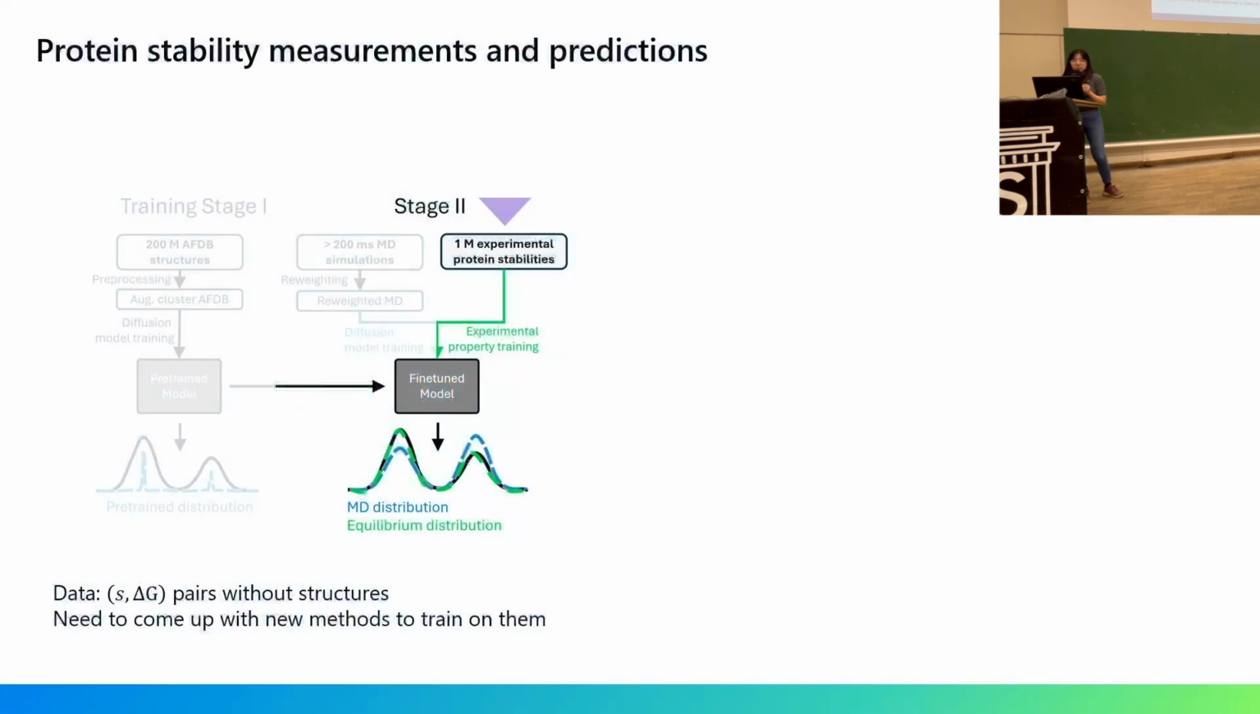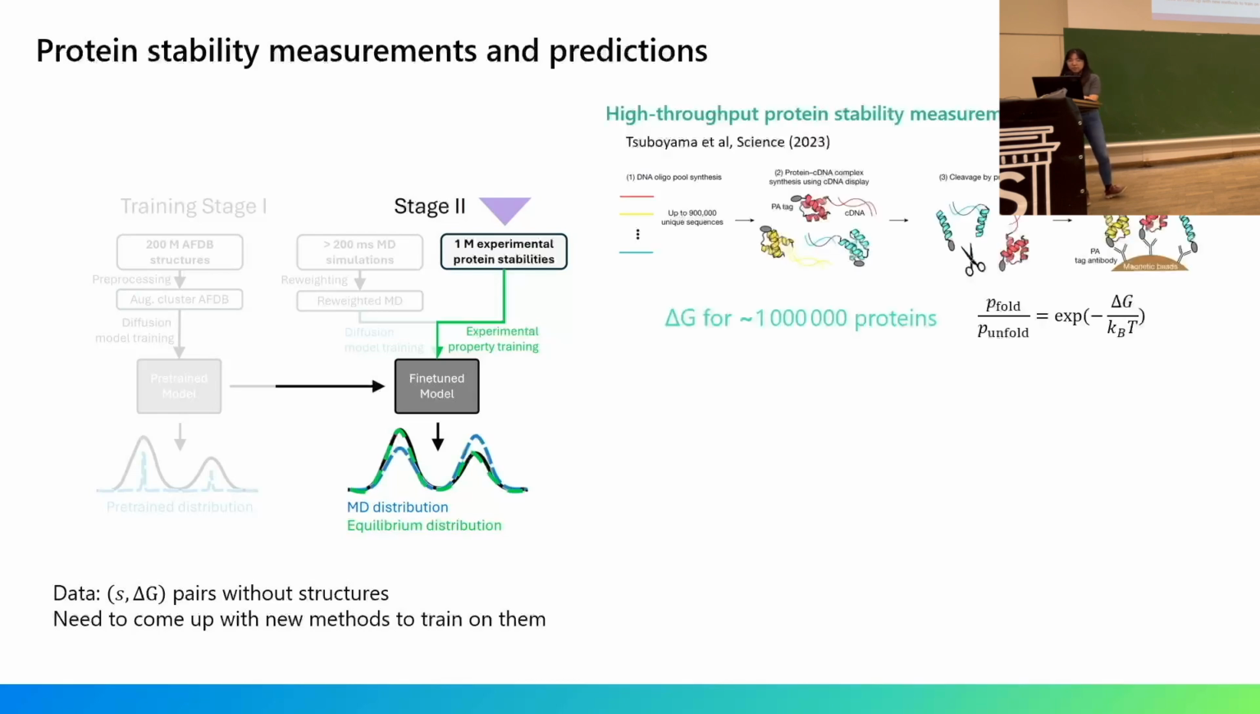Here I will just talk about one example that we actually use to fine-tune the model, but this approach is also generalizable to other types of experimental observables. What we're considering is the so-called protein stability. We found a Science paper published in 2023, which has measured protein stability for about 1 million proteins. So this is a really high-throughput experiment.